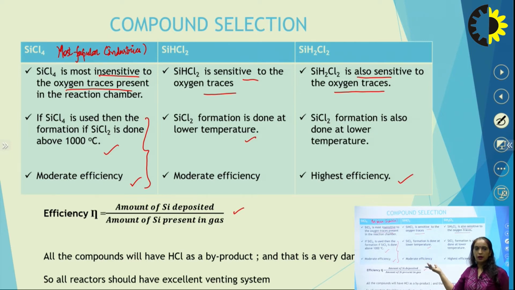end result, that is your epitaxial layer, and all these reactions will have HCl as a byproduct. So, and that is a very dangerous gas. So, all the reactors should have a very excellent venting out system.